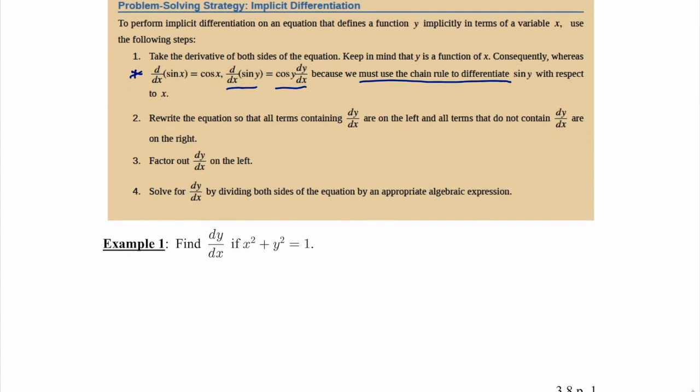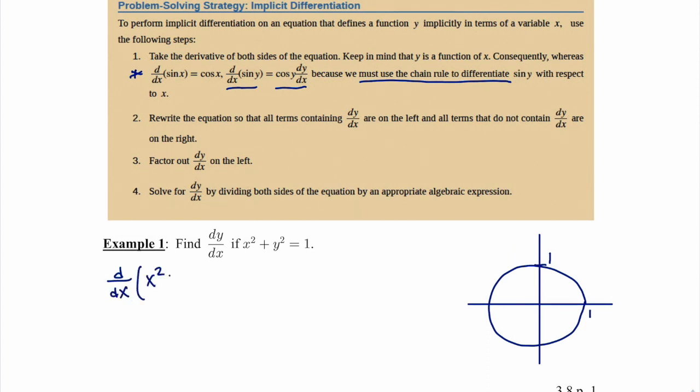So let's start with that unit circle. Familiar curve. Right, so we'd have x squared plus y squared equals 1, circle radius 1, center 0, 0. And this is telling us to find dy/dx. So I'm going to take the derivative of each side with respect to x.